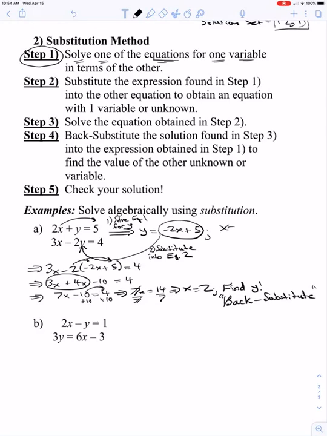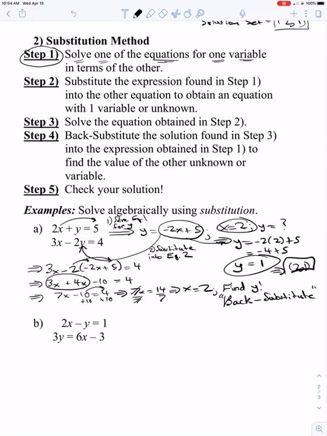So if we know x equals 2, we want to know what y equals. So that implies y equals negative 2 times x, negative 2 times 2, plus 5. So negative 4 plus 5, which is 1. So y equals 1. So when x equals 2, y equals 1. So our solution is the ordered pair (2, 1).